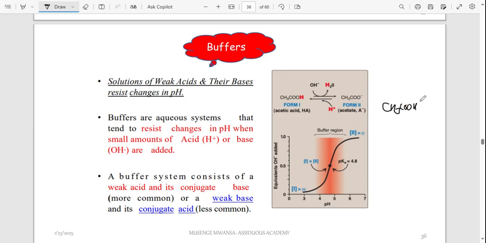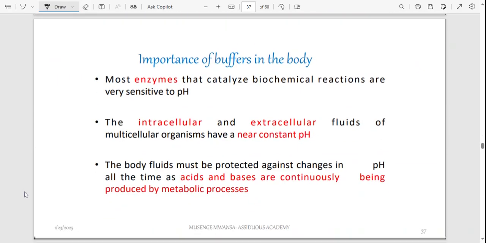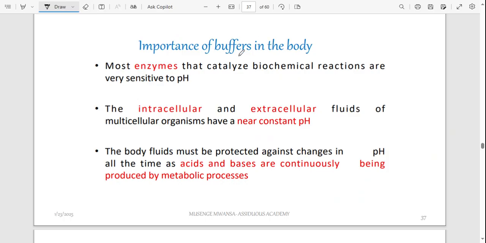CH3COOH. This is the acid. The conjugate is going to be CH3COO minus. This is the conjugate base. So this has got the acid part and the base part. So what happens is when I add an acid, it will come and react with the base. When I add the base, it will come and react with the acid. And so we'll be maintaining a constant pH. Okay. And take note that you form buffers by using a weak acid or a weak base with its conjugate, not strong.